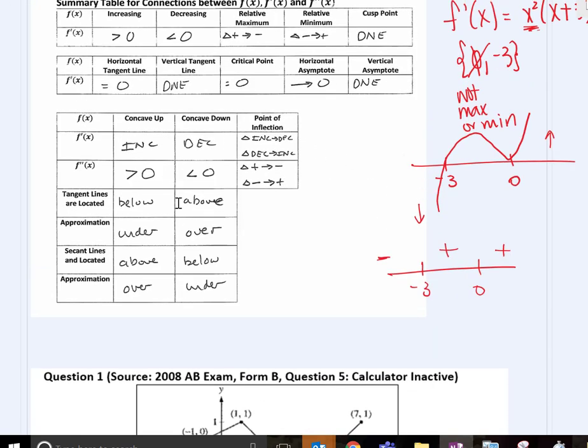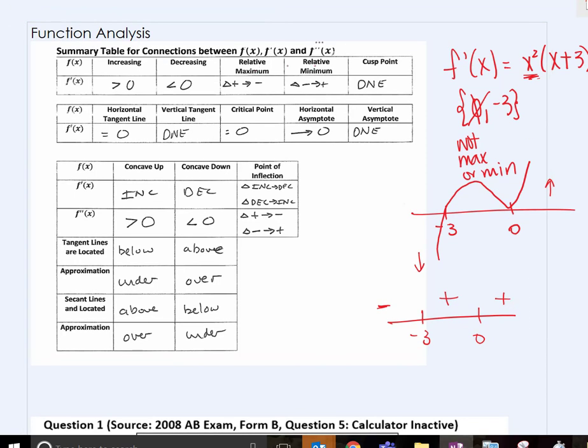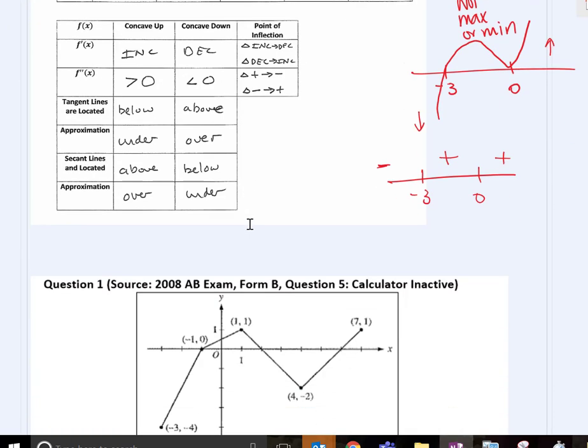Remember that increasing, decreasing, max and mins deal with the first derivative, and then concavity deals with the second derivative. Remember that it is concave up if f double prime is greater than 0, but a point of inflection only happens when that concavity changes. So just like relative mins and max happen when that first derivative changes signs, similar to that second derivative, that point of inflection, so that f double prime has to be changing signs.